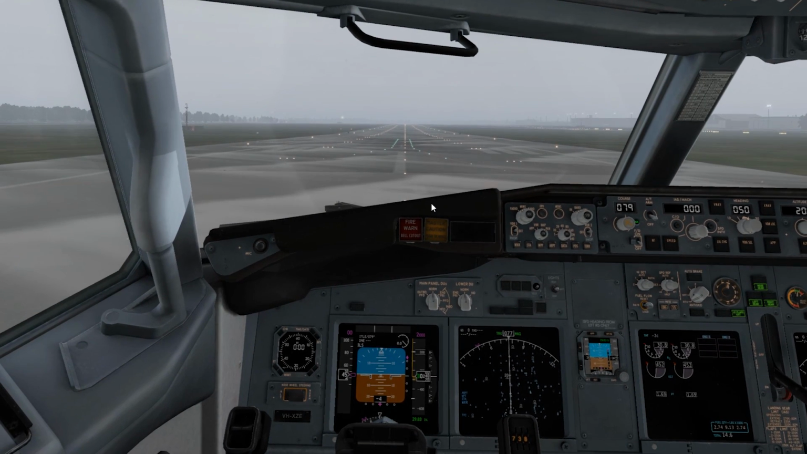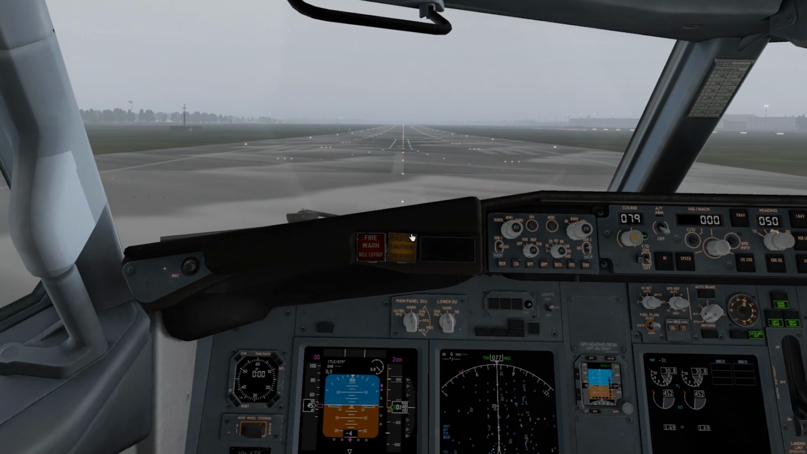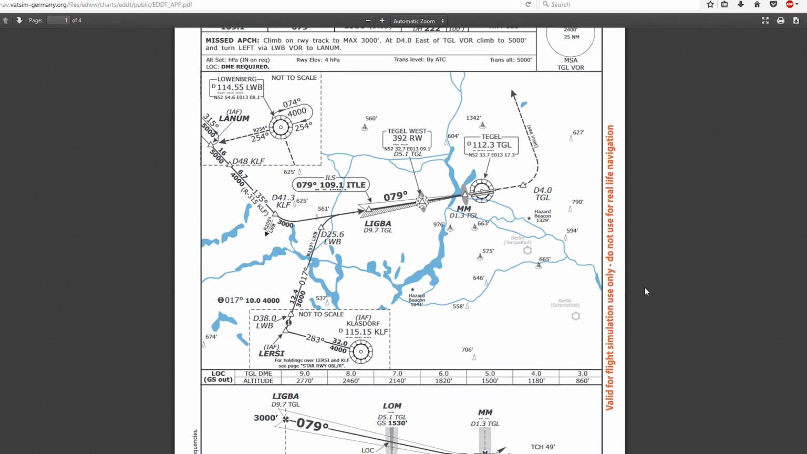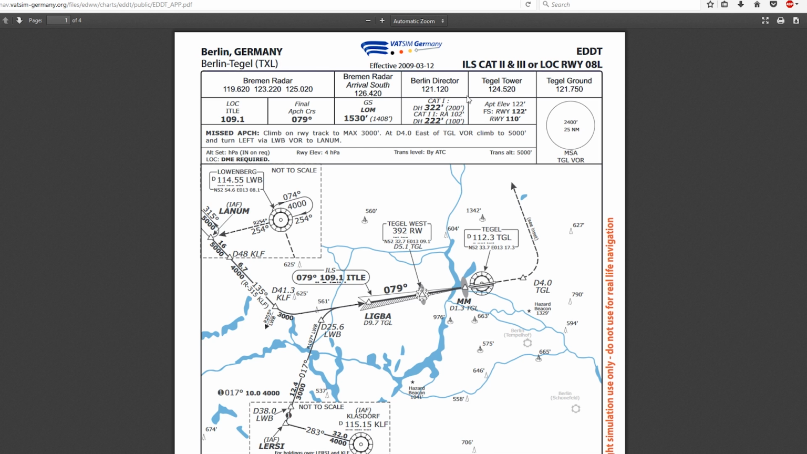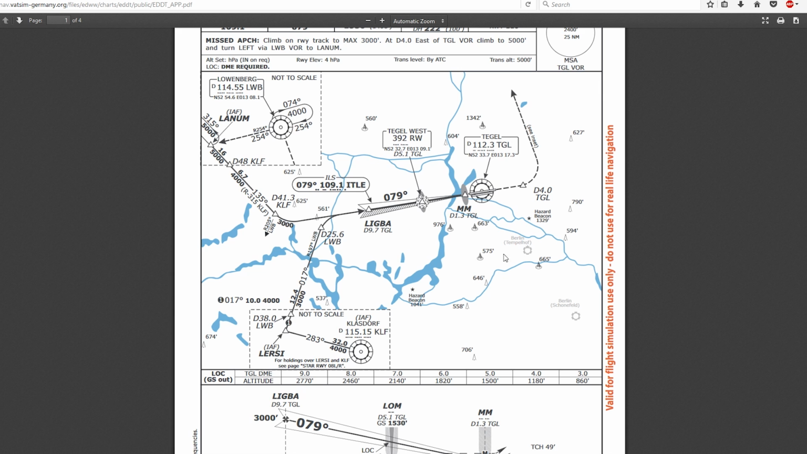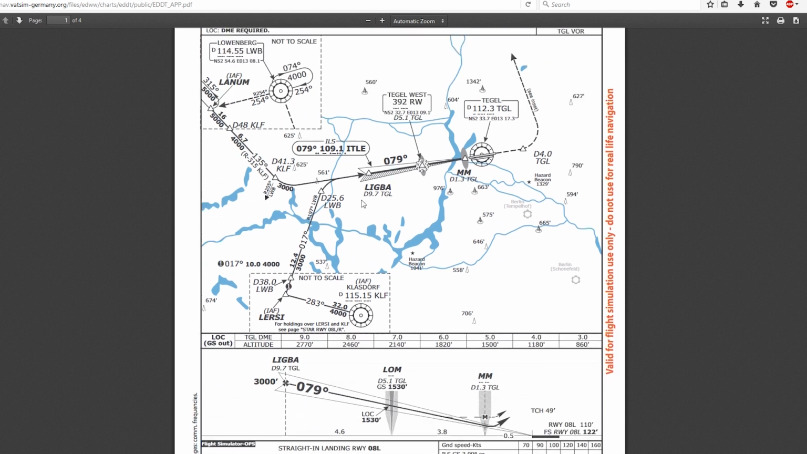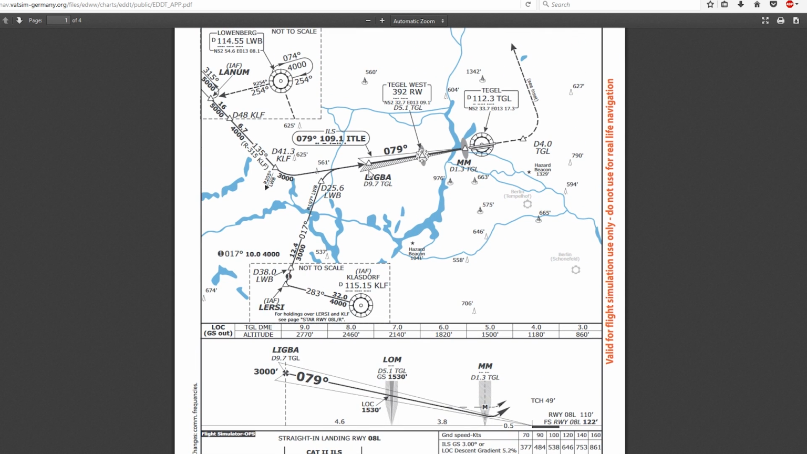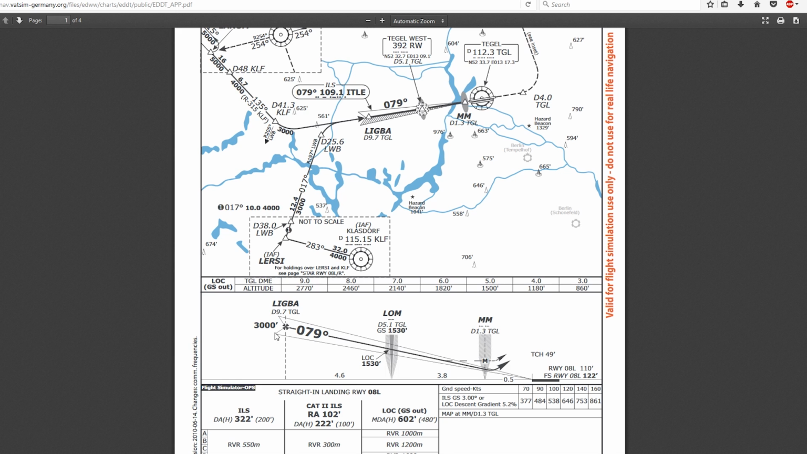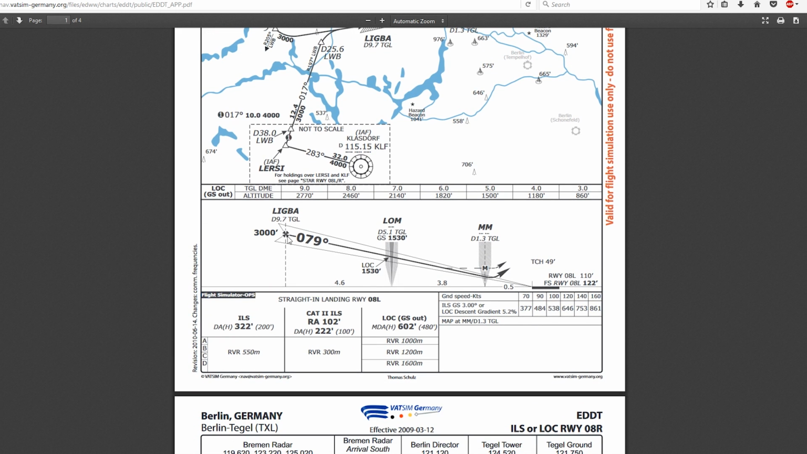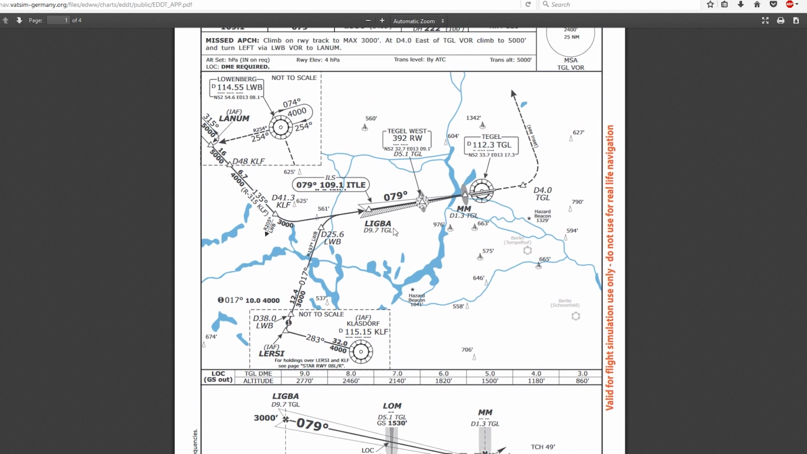So the thing is, to do an ILS approach, I always go and look at the charts. So here we are. These are the charts for the approaches for Echo Delta Delta Tango. This is the ILS approach, runway 08 left. As you can see, it is very simple. It tells you the frequency, the final approach course, and it shows you the waypoint where you can intercept the glide slope, and it tells you what altitude you should be at, the course that you should be at, and the path that you're supposed to follow. So it's quite simple.